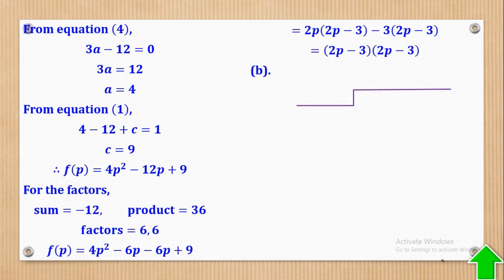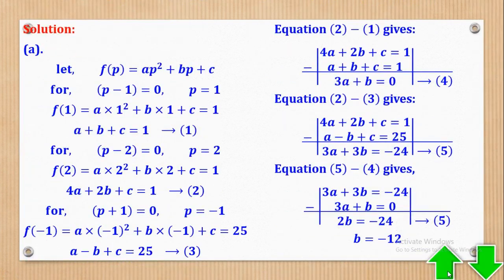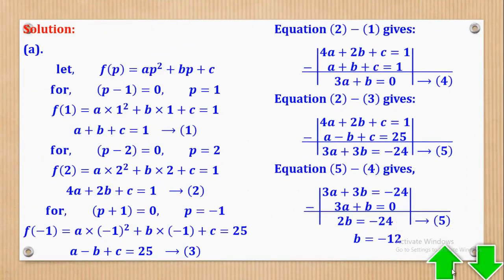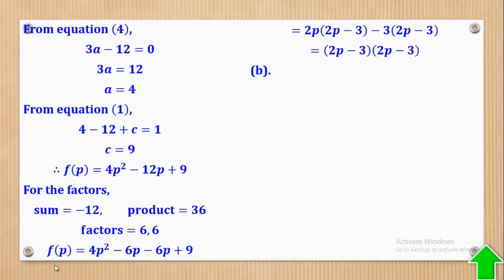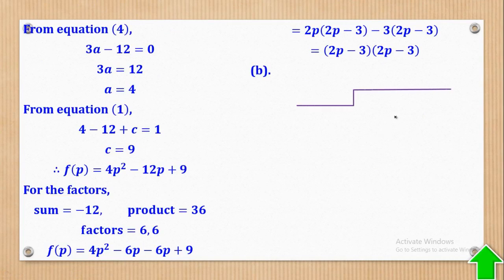Then for part B, they probably say express this in the form this. In other words, this is a divisor, so you have to first divide this with this. Let's first do that. So since the divisor is a quadratic, the only method will be long division. So like we have always done, we shall put the divisor here and the polynomial here. Then we shall start dividing.